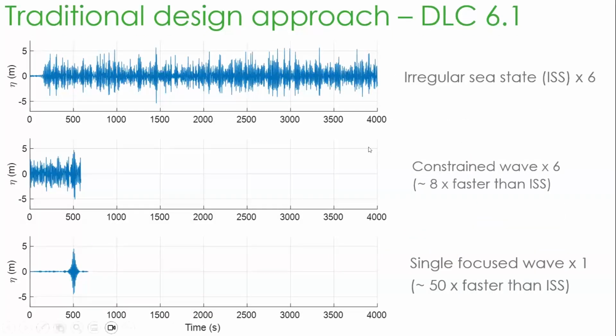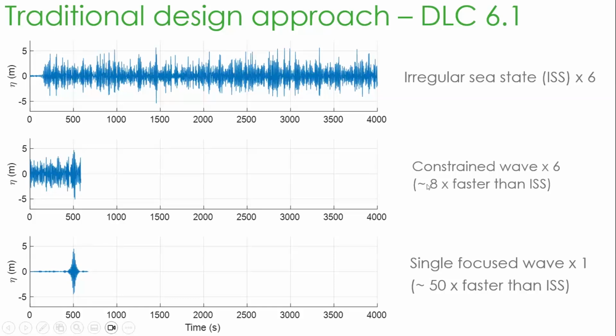So just as a summary of the different types of waves and how long they take, the top figure is showing this traditional 1 hour irregular sea state. So we'd run 6 of these. The very bottom figure is showing what a single focused wave would look like. On the y-axis, we have surface elevation. And then the middle figure is showing what these constrained waves look like. So we've got the single focus wave at the bottom constrained into a short irregular background.